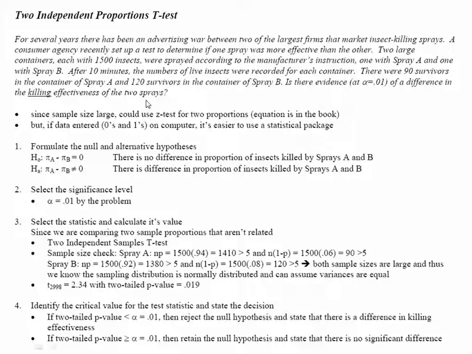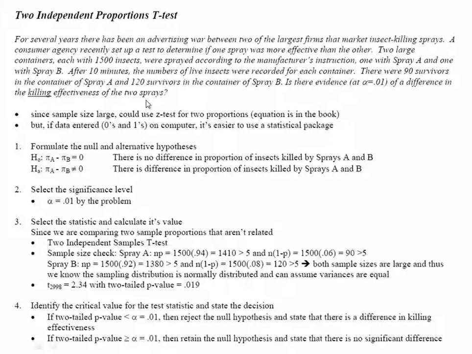So in section 7, we have this example in the notes that says, for several years there's been an advertising war between two of the largest firms that market insect-killing sprays. A consumer agency recently set up a test to determine if one spray was more effective than the other. Two large containers, each with 1,500 insects, were sprayed according to the manufacturer's instructions. One was spray A and one was spray B. After 10 minutes, the number of live insects were recorded for each container.